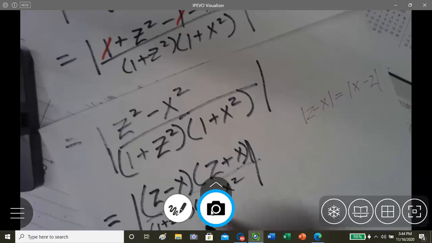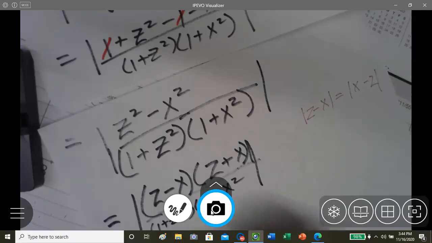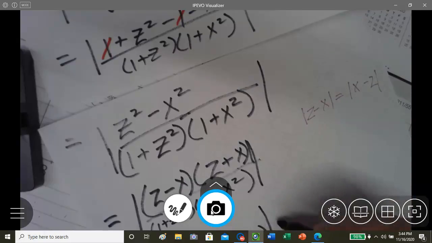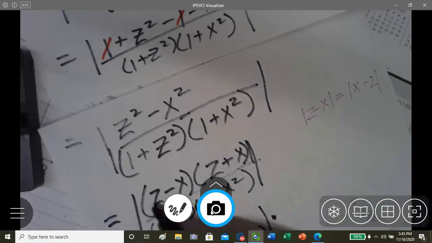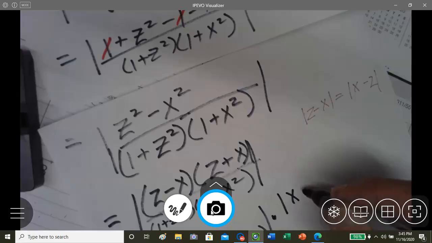Okay, so since z plus x is the same as x plus z, we'll make this x plus z over 1 plus z squared times 1 plus x squared, close that, times, so we're splitting, since it's multiplication, we can just split that, and that'll be the absolute value of x minus z.